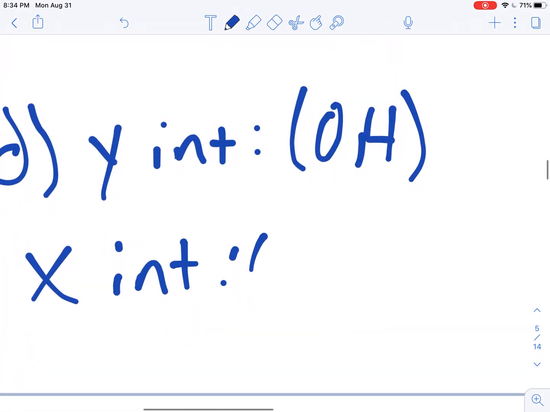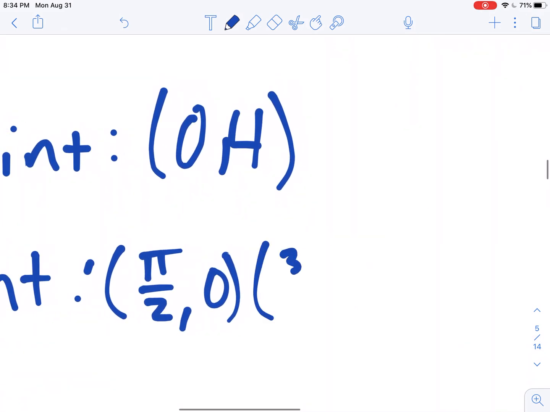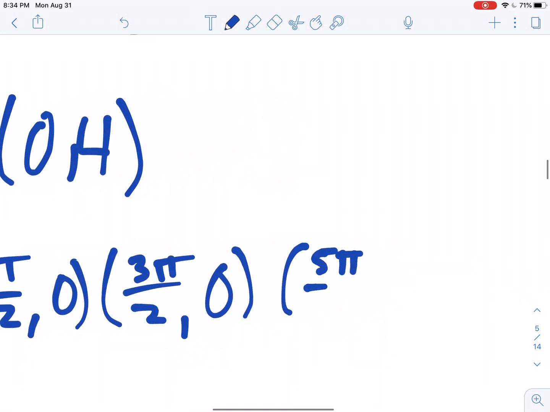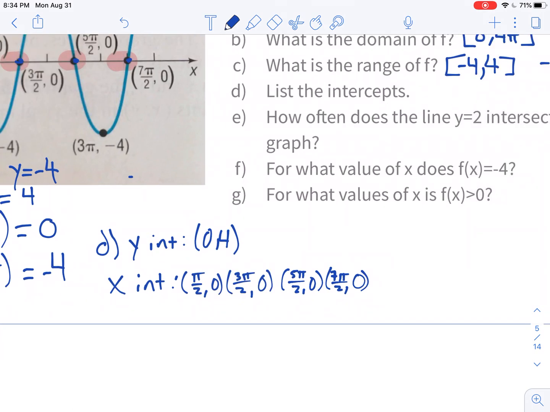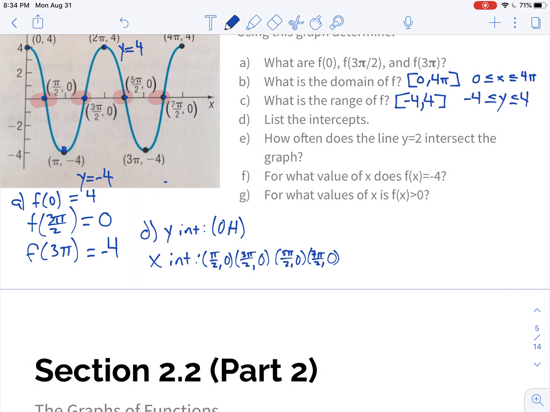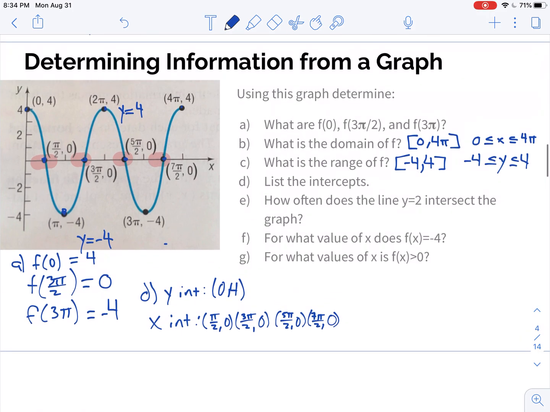My 4 x-intercepts are (pi over 2, 0). I believe the next one is (3 pi over 2, 0). Yes, it is. Then (5 pi over 2, 0), and (7 pi over 2, 0). Again, all I'm doing here is looking at my graph and seeing the points where it crosses the x-axis. That's all I need to do. There's no heavy math here. It's just looking at the graph and knowing, okay, these are the points where my y is equal to 0, where it crosses the x-axis. Or in the case of my y-intercept, where it crosses the y-axis. So the y-intercept is up here.